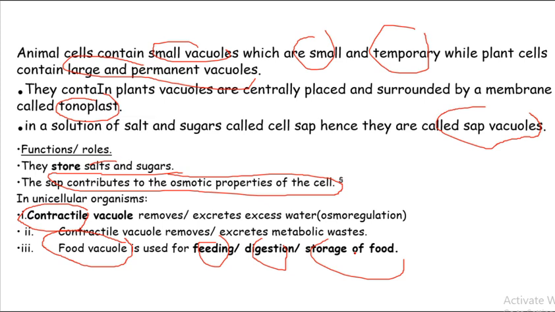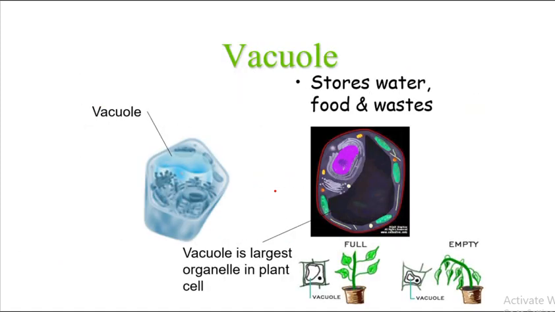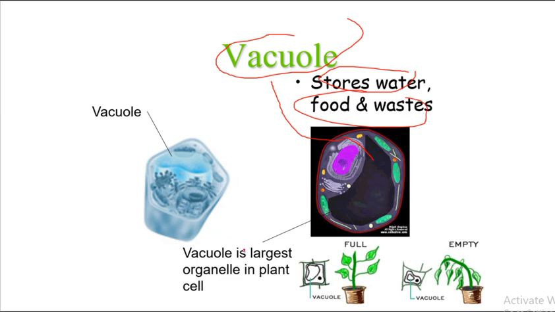These unicellular organisms are mainly amoeba and paramecium, and we're saying they are single-celled, having only one cell. So the vacuoles, you must know all of them, and in the plant cell they are very important because they are large and centrally placed, and they contain the salts and sugars which contribute to the osmotic properties of the cell. As you can see, this vacuole in the plant cell is very large at the center and stores water, food and waste.